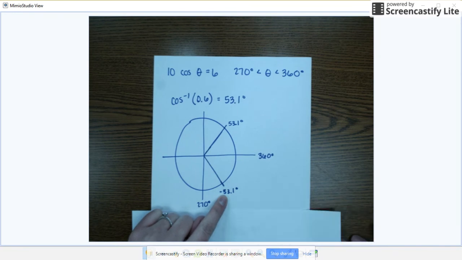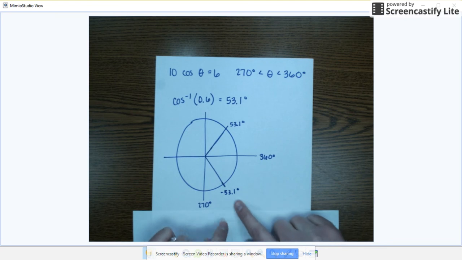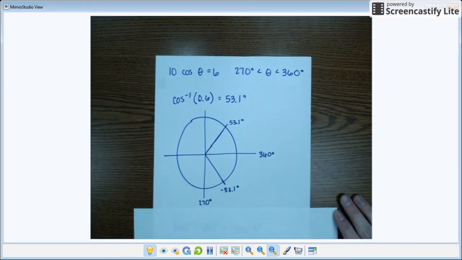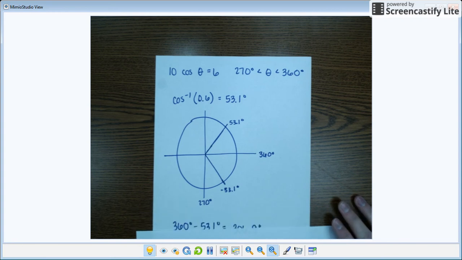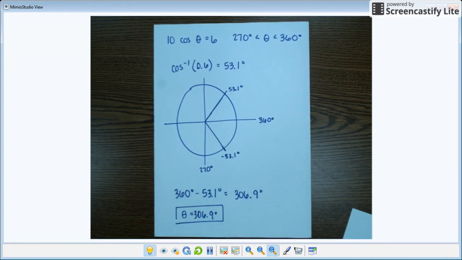But now we need to figure out what is that value, because we can't say -53.1 because that's not a positive value between 270 and 360. So to find that, we're going to take 360 minus 53.1 to get 306.9 degrees. So our theta value would be 306.9 degrees.